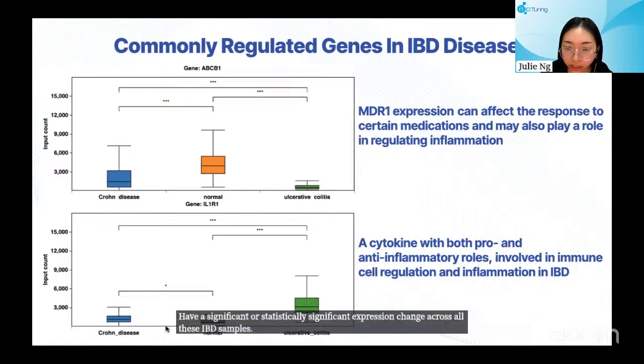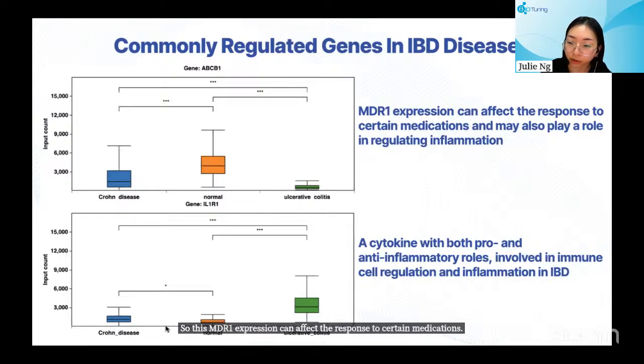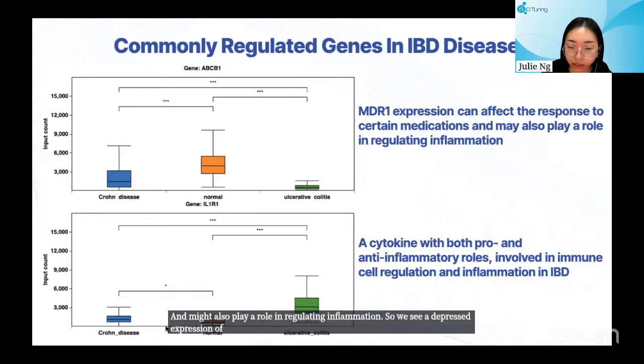So this first gene that we're looking at here, ABCB1, is also known as MDR1. This MDR1 expression can affect the response to certain medications and might also play a role in regulating inflammation. So we see a depressed expression of this MDR1 gene in our IBD groups.